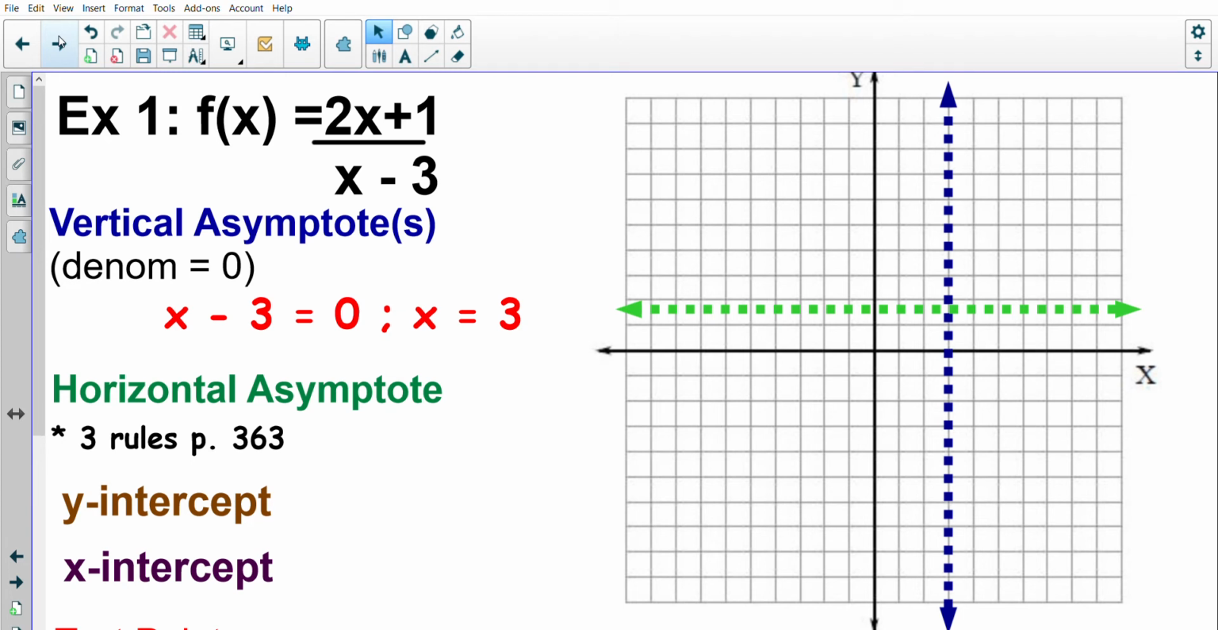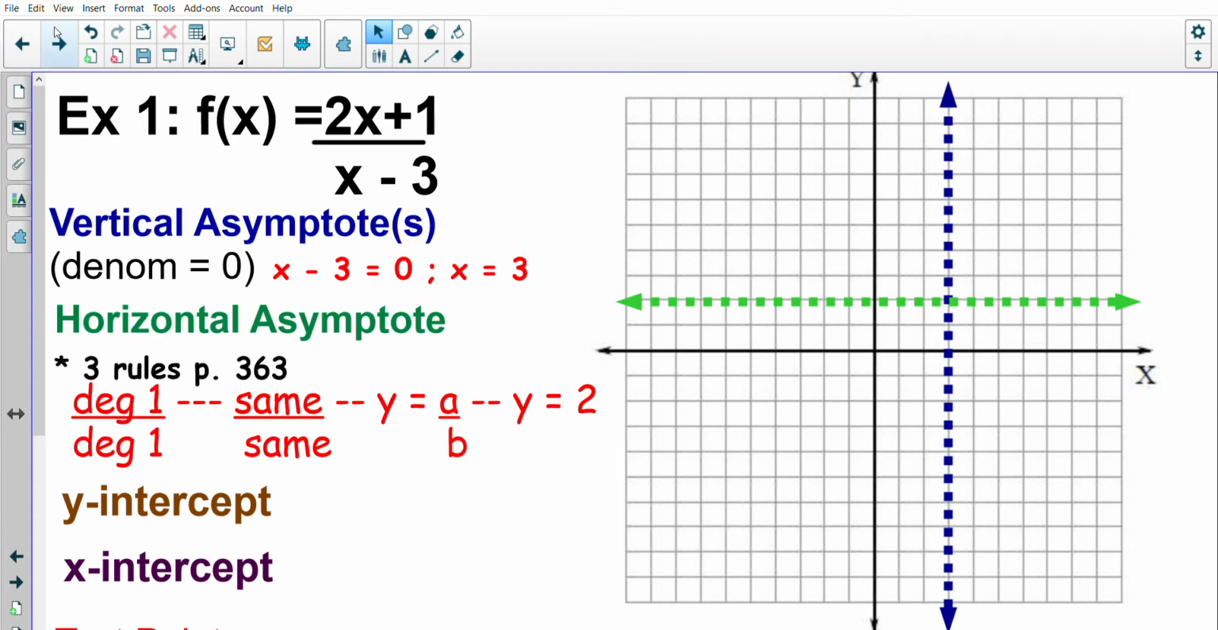So here's example 1. f of x equals 2x plus 1 over x minus 3. The first thing we're going to do is find the vertical asymptotes, and we do that by setting the denominator equal to 0. So we see we have a vertical asymptote at the line x equals 3, and that's shown over here with this blue dotted line. Asymptotes are typically shown with dotted lines.